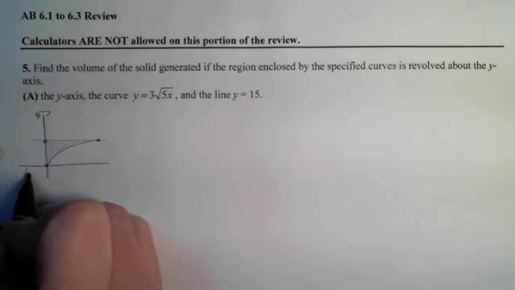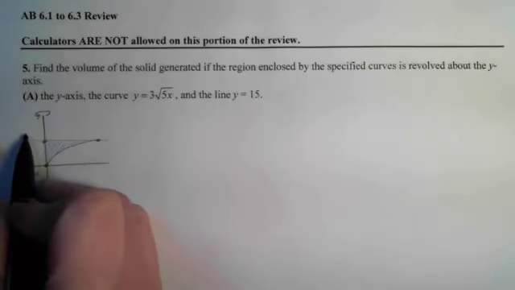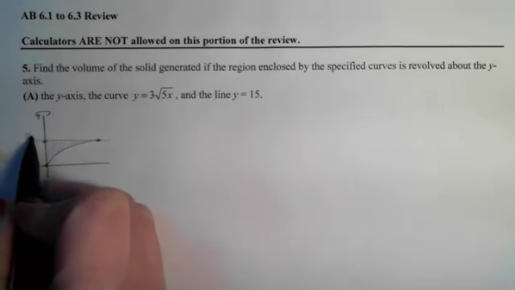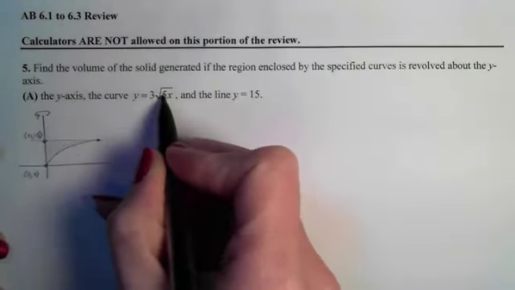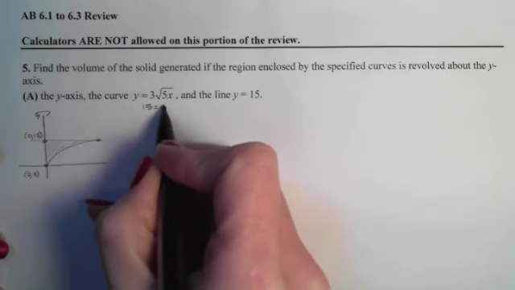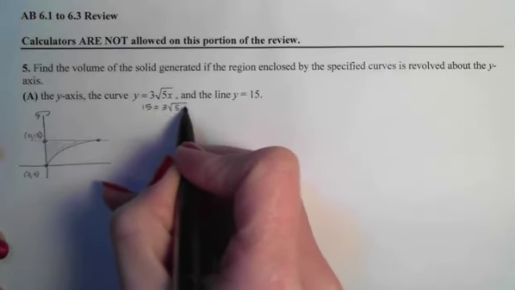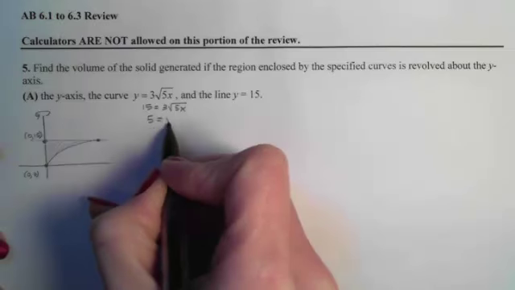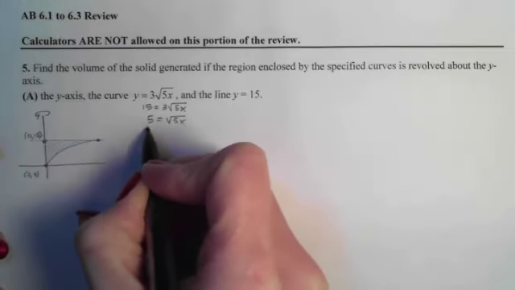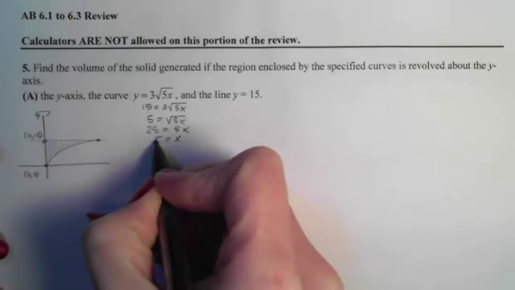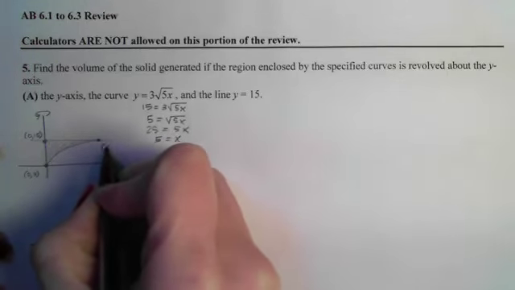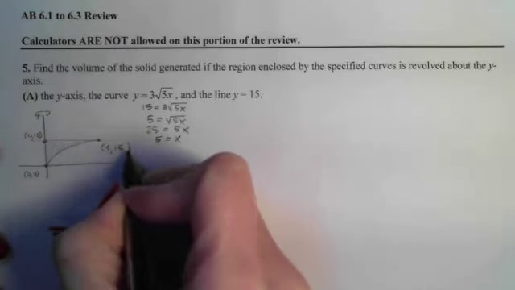So here I've got a 0, 0. Here I've got a 0, 15. And then out here I need to know when 15 equals this. So when does 15 equal 3 root 5x? Well, that's when 5 equals the square root of 5x, or when 25 equals 5x and x equals 5. So we've got another point here, 5, 15.